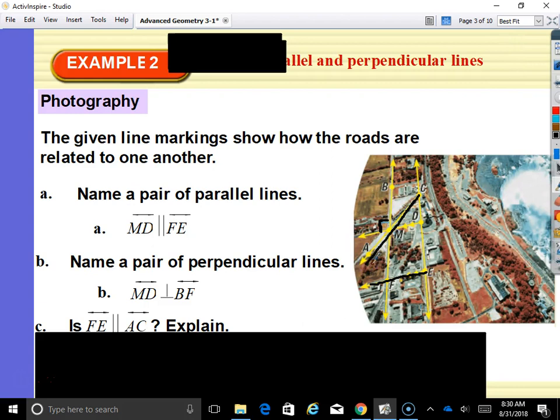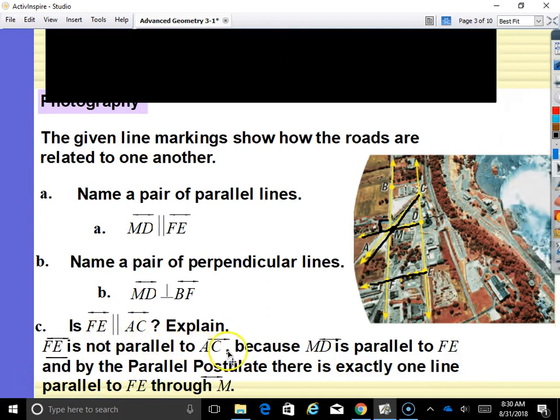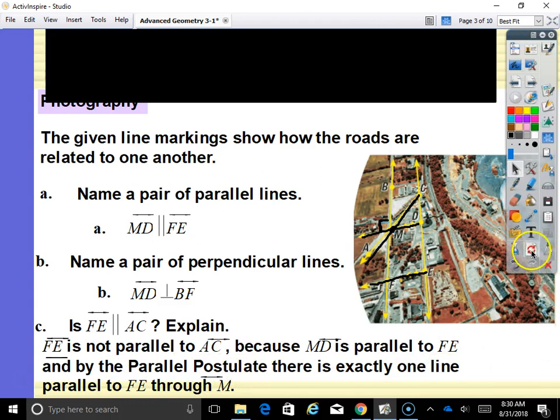They do not look anywhere near parallel, and absolutely not, because it's parallel to MD. Line FE can only be parallel to one line through the same point, right? Because we know that's parallel to this, and this is a different line through that point, so they're positively not parallel. So FE is not parallel to AC because MD is parallel to FE, and by the parallel postulate, there's exactly one line parallel to FE through point M.